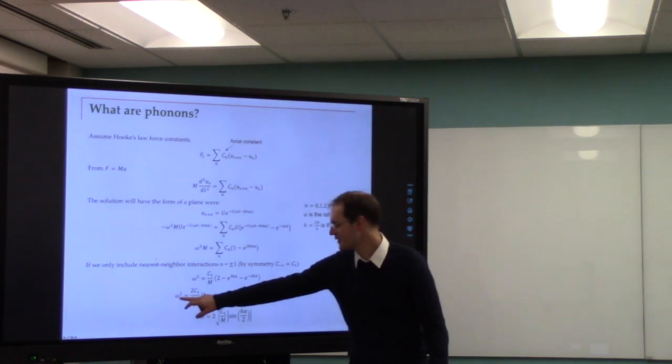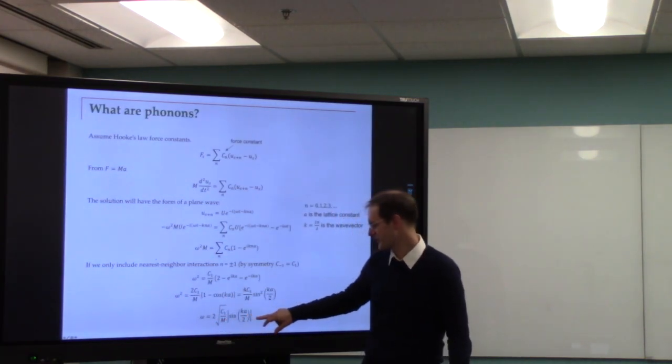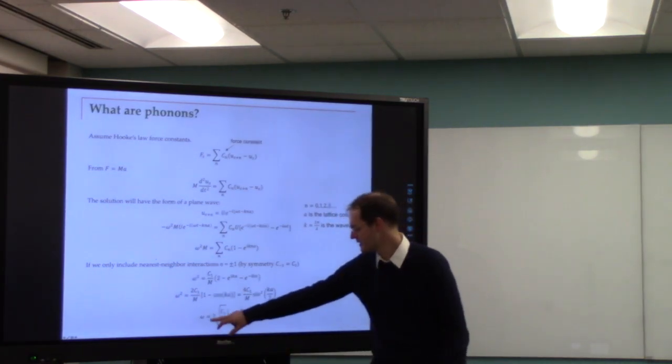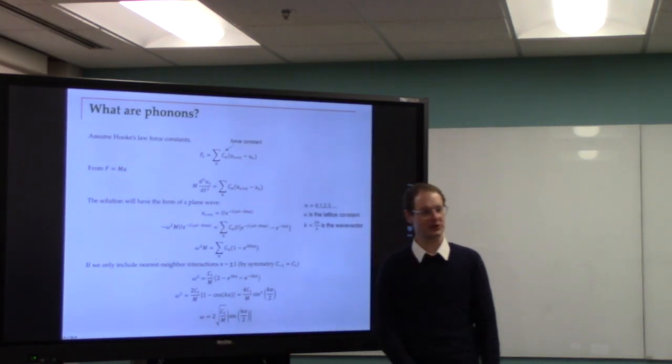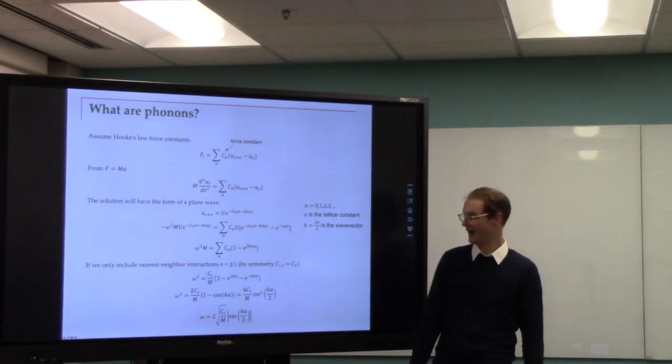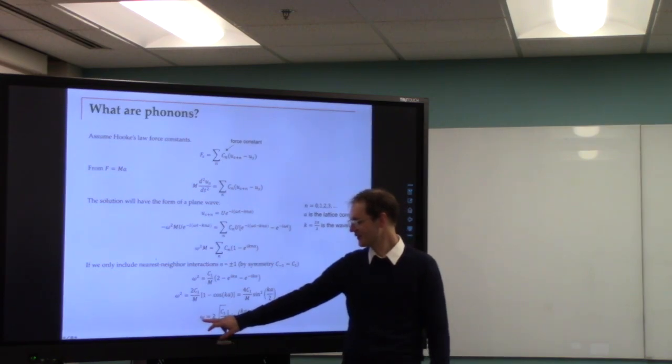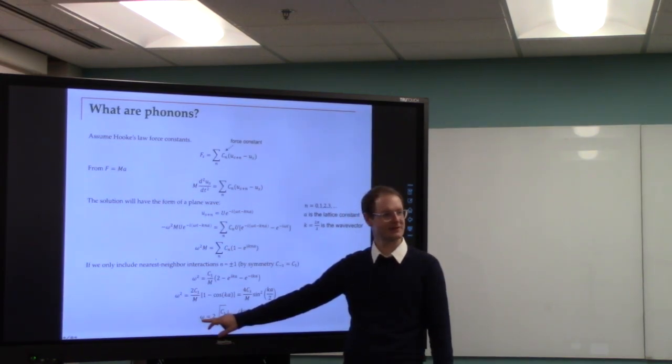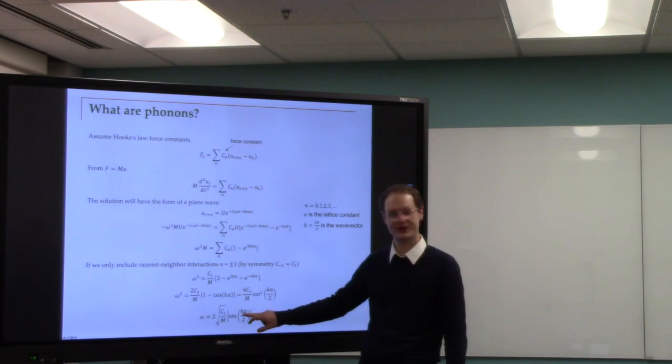And so finally, we can solve for omega by taking the square root. And this is the expression that we get. So this is what's called a dispersion relation, which relates the frequency, omega, to the wave vector k.